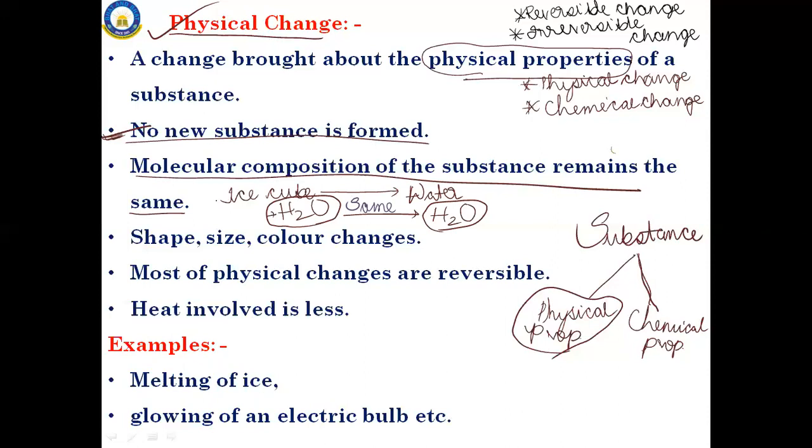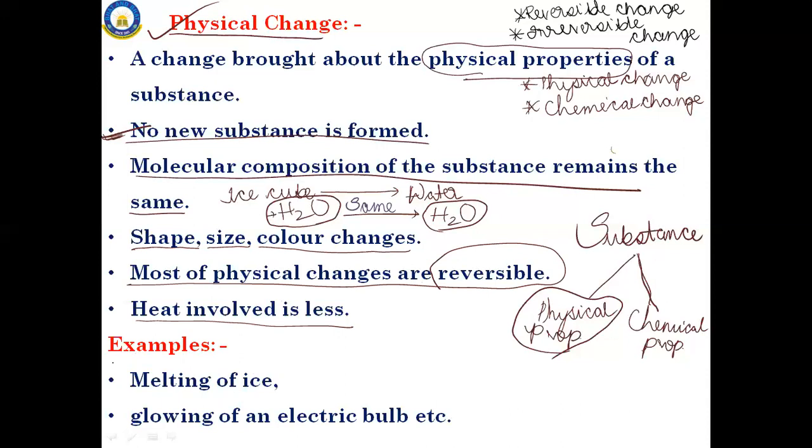And what exactly changes in a physical change is that the shape of an object changes, the size of an object changes, and the color of an object will also change. Please remember this point: most physical changes are reversible, where we can get back the original substance, and the heat involved is actually less. A physical change does not take too much heat.